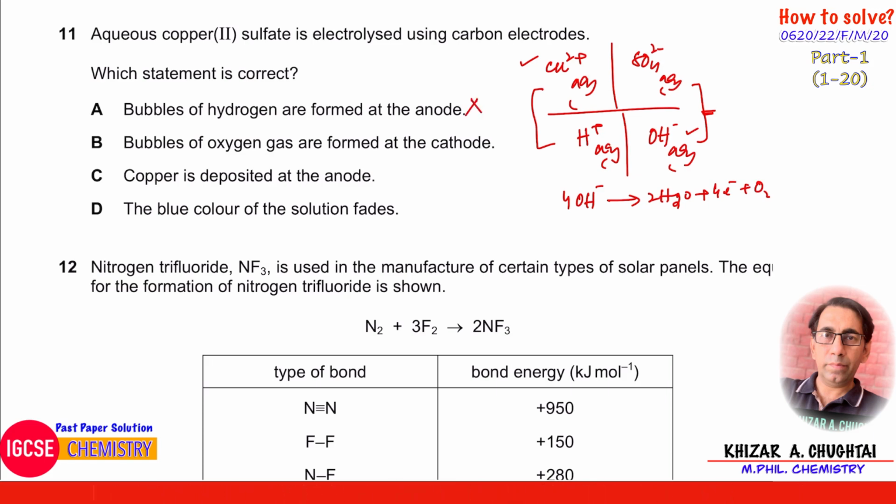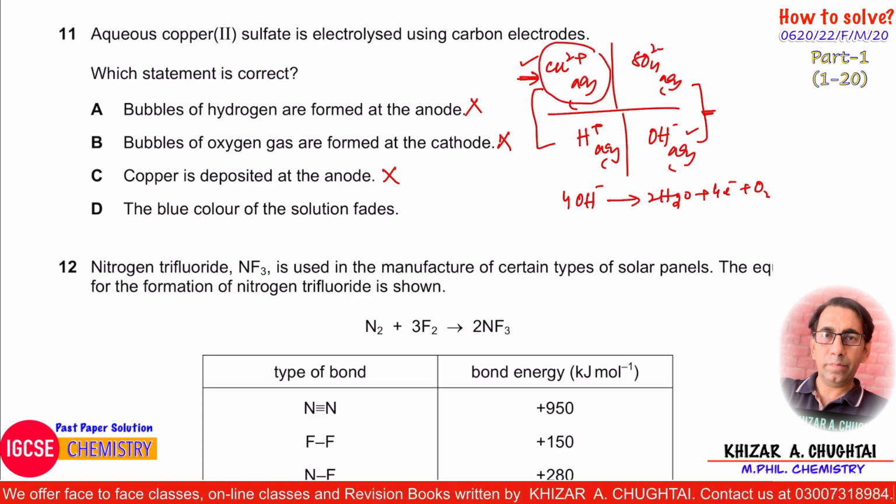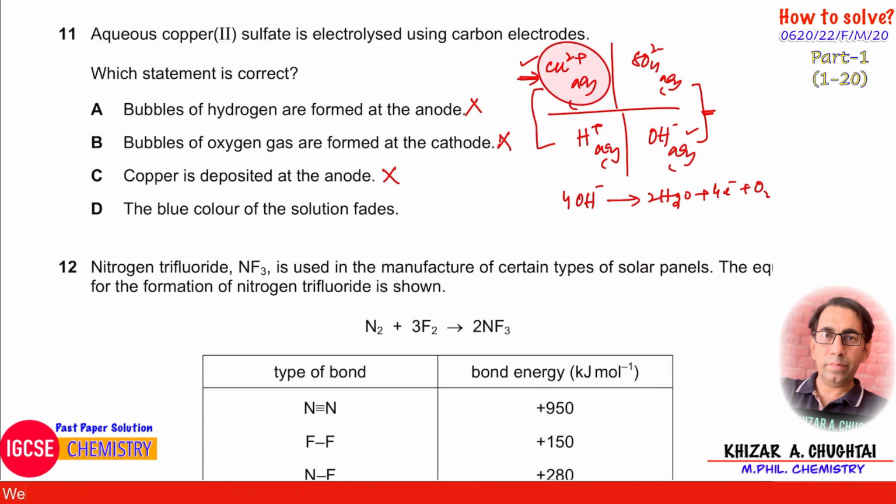Bubbles of oxygen gas are formed at the cathode? No, the cathode is going to welcome the copper 2+ ions. Copper is deposited at the anode? No. The blue color of the solution will fade, yes, because the Cu2+ ion is going to deplete with the passage of time as it moves towards the cathode, and there will be a deficiency of Cu2+ ions in the mixture, so the color will fade away. So D is the correct option.